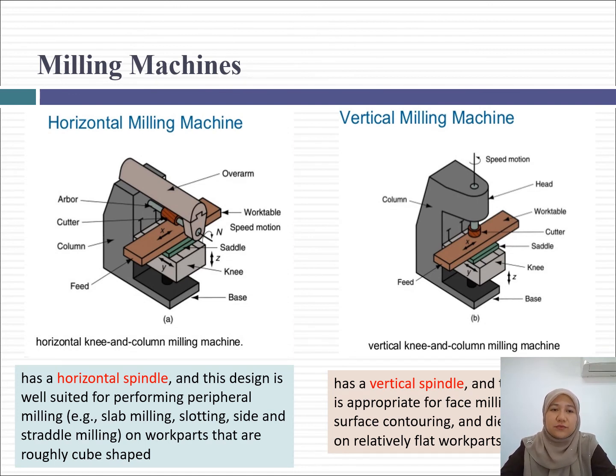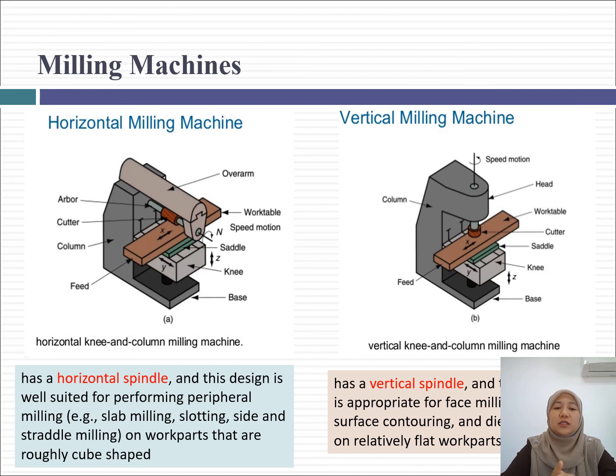Since there are two different types of milling operations, the cutting tool is in a different direction, or a different way of putting it on the machine, due to the different types of cutting tool. Therefore, there are two different types of milling machines. One is called horizontal milling machines. Basically, this is for peripheral milling operations. It has a horizontal spindle, so the spindle is rotating in the horizontal position, and this design is well suited for performing peripheral milling.